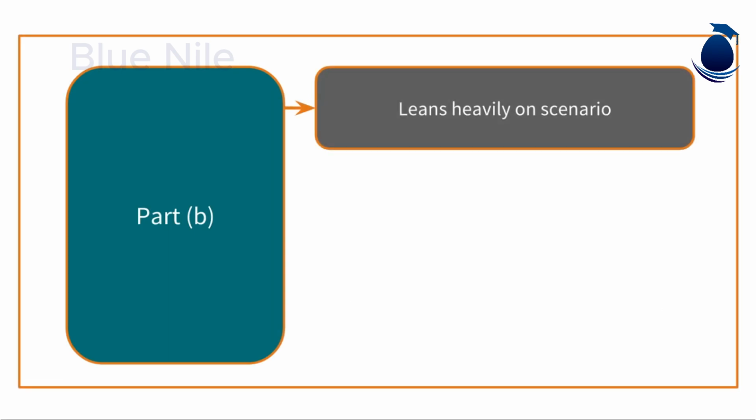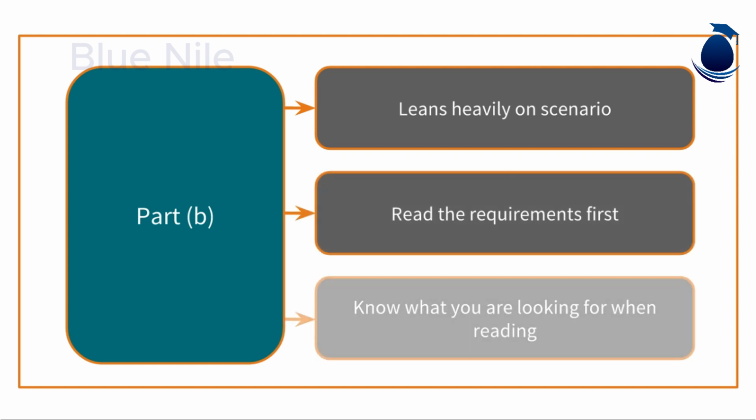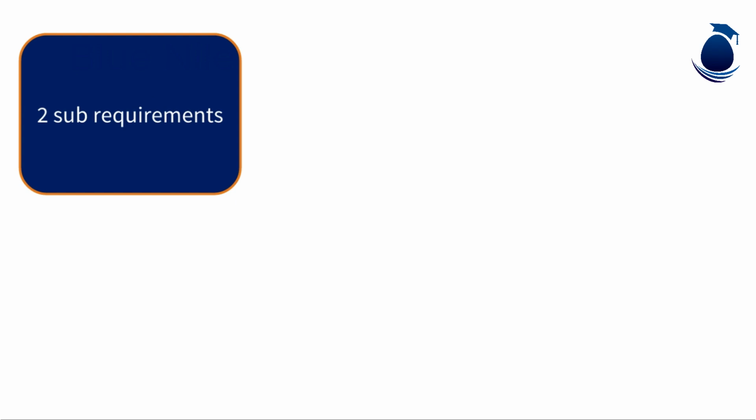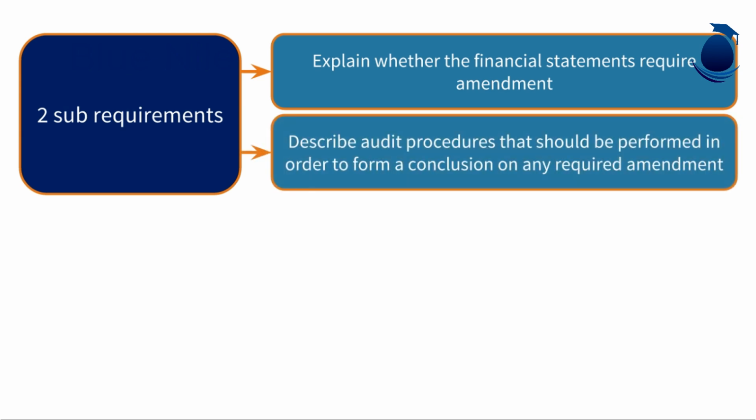Part B leans heavily on the scenario. Remember, before reading a scenario, it would be advisable to read the requirements first. It helps to know what you're looking for when reading, especially given the time you have in exam conditions. It requires you to understand the information, and in particular, the 2 events that have occurred. There are sub-requirements, and for each event, we must firstly explain whether the financial statements require amendment. And secondly, describe the audit procedures that should be performed in order to form a conclusion on any required amendment.